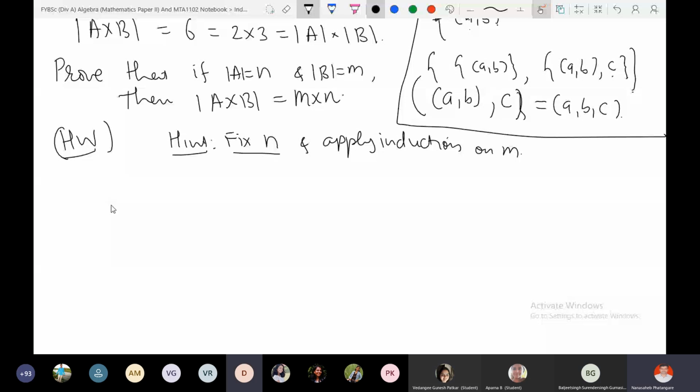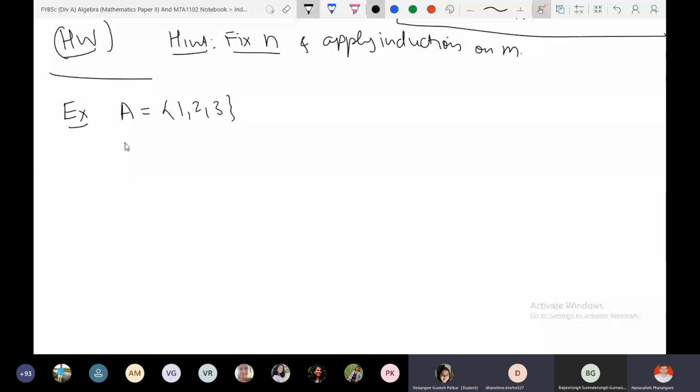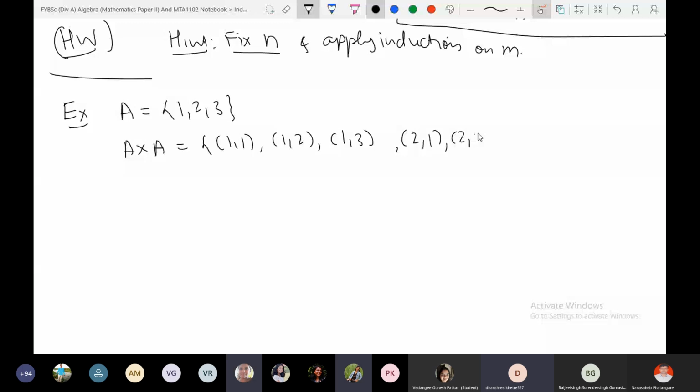Well, suppose A is equal to {1, 2, 3}. Then what is A cross A? (1, 1), (1, 2), (1, 3), (2, 1), (2, 2), (2, 3), (3, 1), (3, 2), (3, 3). Very good. Fine.